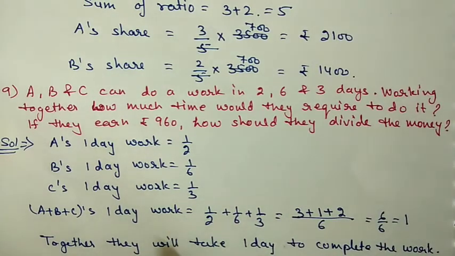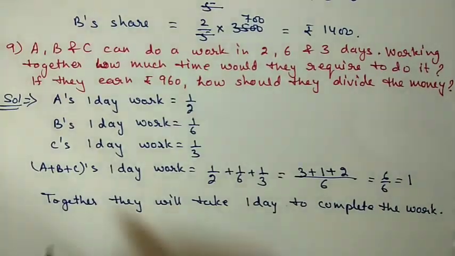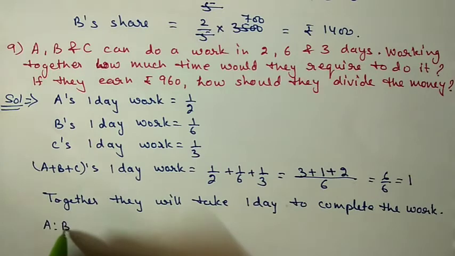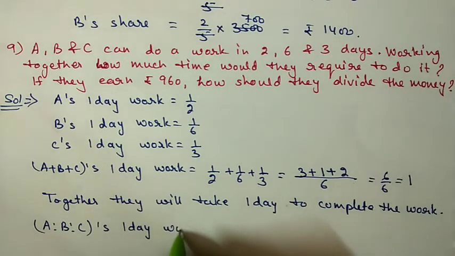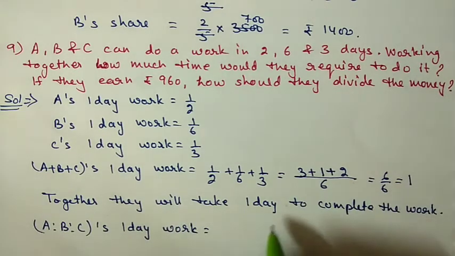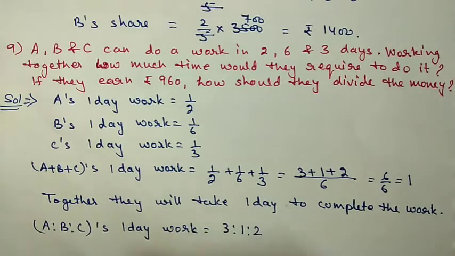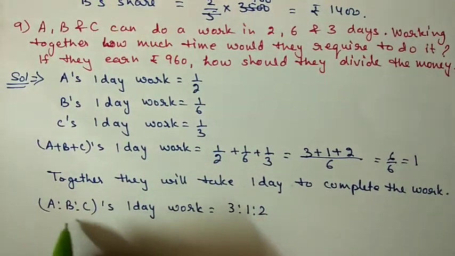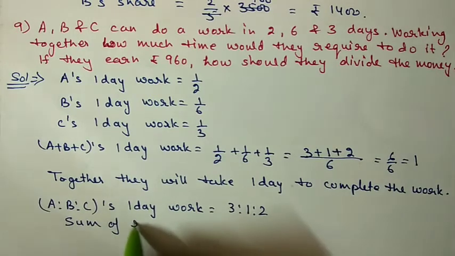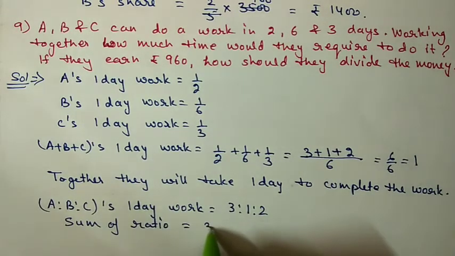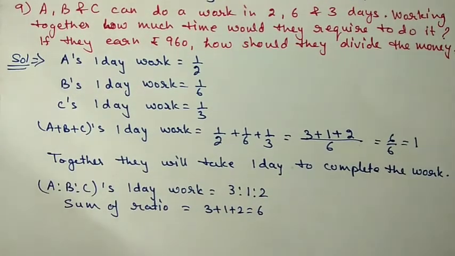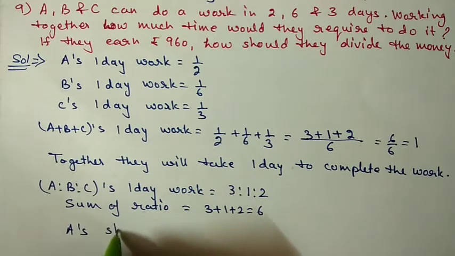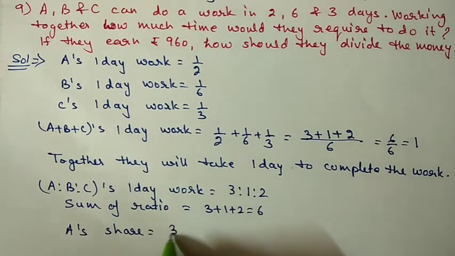Next we have to find out their one day work ratio. One day work ratio will be the same thing, the ratio 3 is to 1 is to 2. Then find out the sum of ratio. Three plus 1 plus 2 is equal to 6. Now we can divide money among them. So A's share will be: A is getting 3 parts out of 6. Multiply by total money.